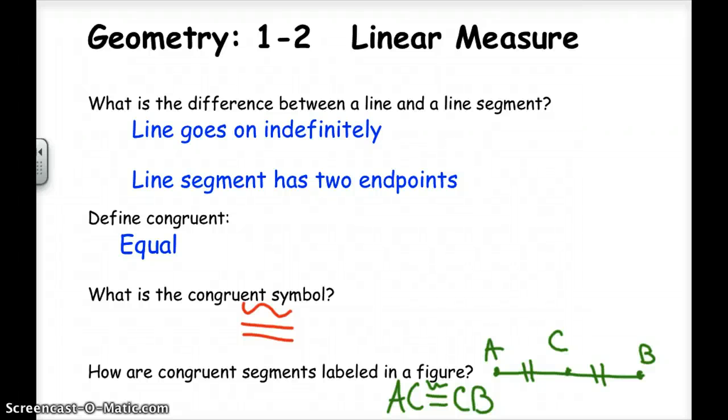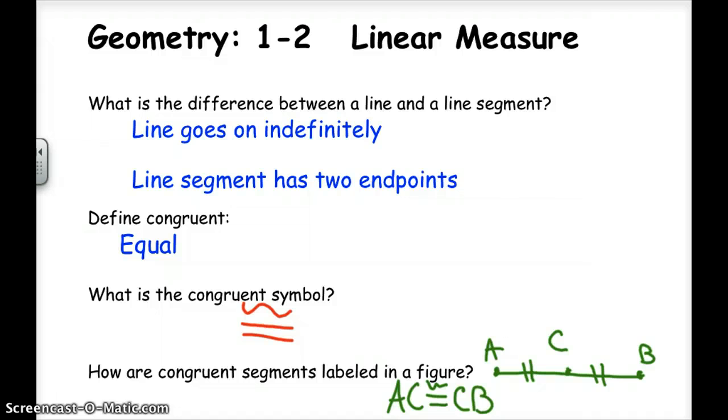Hello, geometry students. We're in section 1-2 today, which talks about linear measures. During class time, we talked about the difference between a line and a line segment. A line goes indefinitely, and a line segment has two endpoints. And then we talked about congruent. Congruent means equals, and the congruent symbol is an equal sign with a tilde.